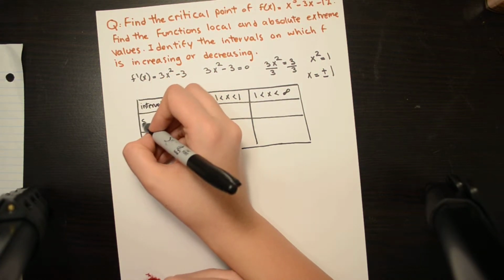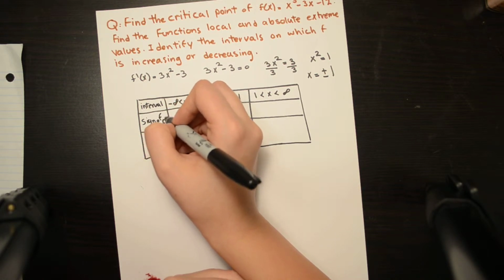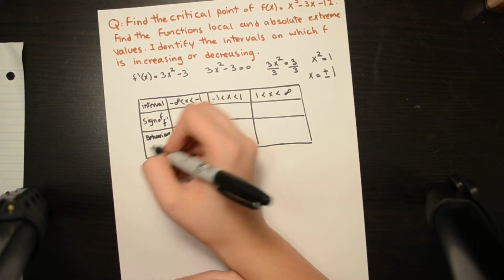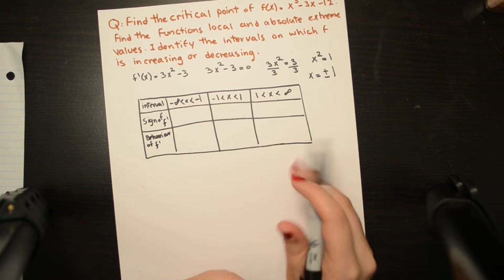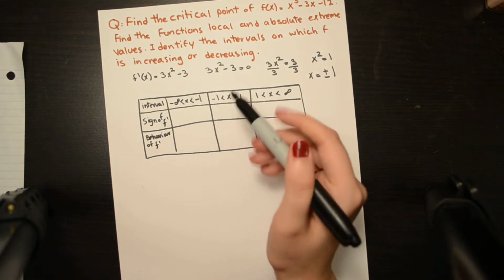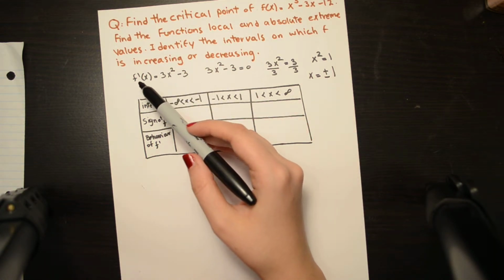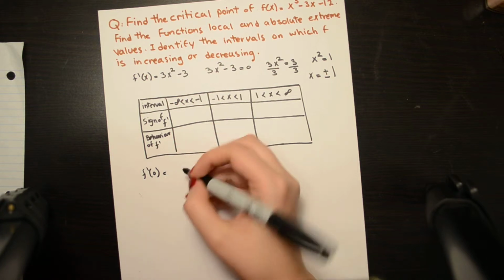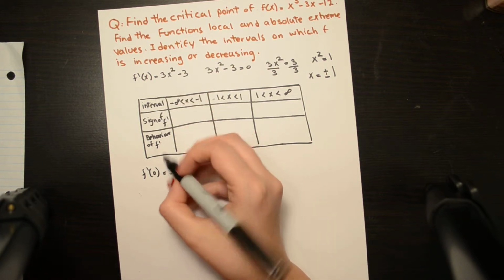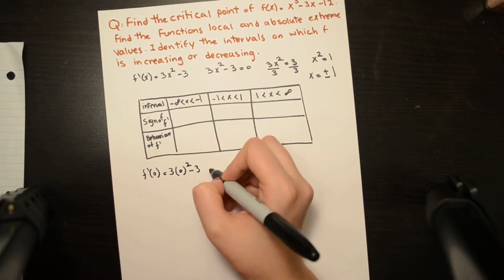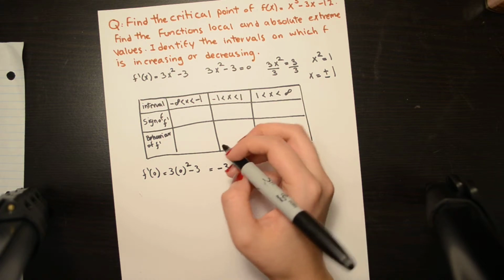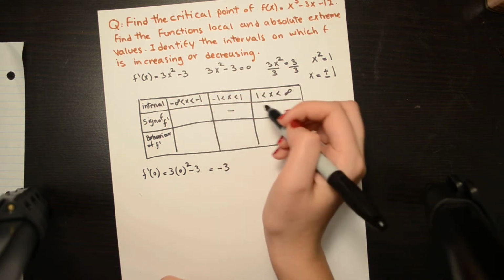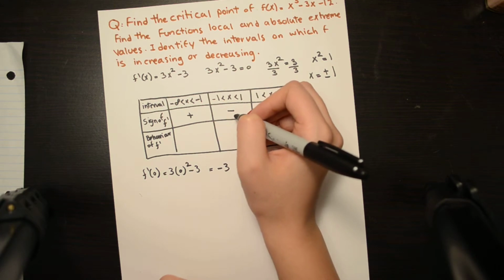And then the next section is the sign of f prime. And the next section is the behavior of f. In order to find the sign of f prime, we need to find f prime of 0. So we're just going to substitute 0 for x. So 3 times 0 to the power of 2 minus 3, and we will get negative 3. Since the sign for this is negative, we have to put negative here. So the other sections are going to be positive based on this one.